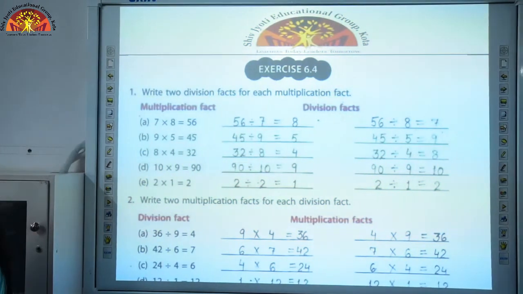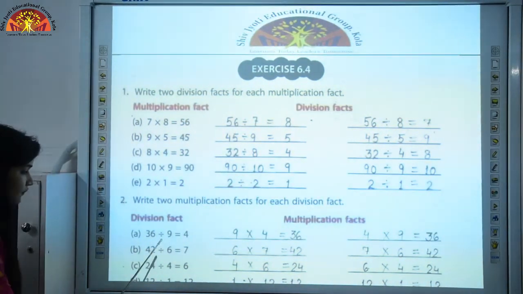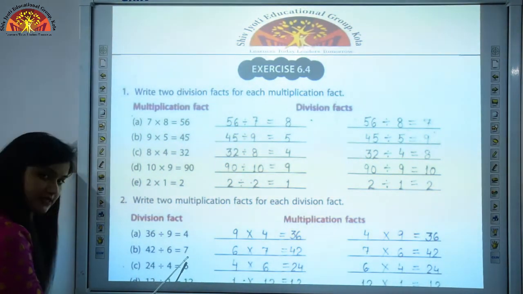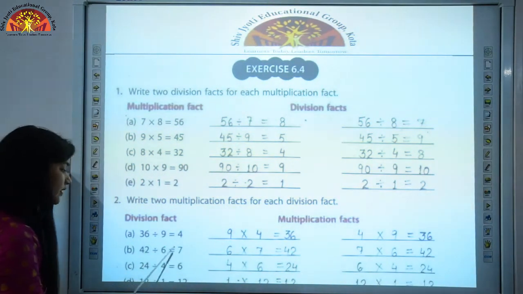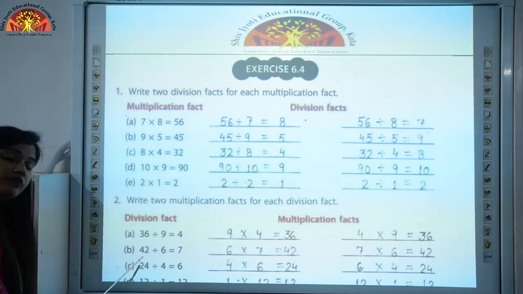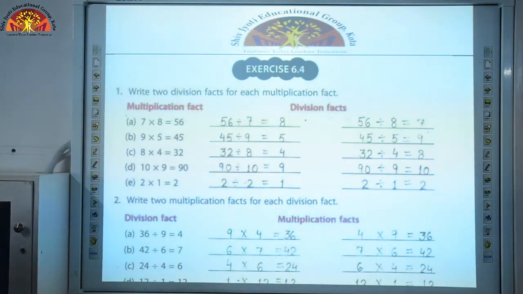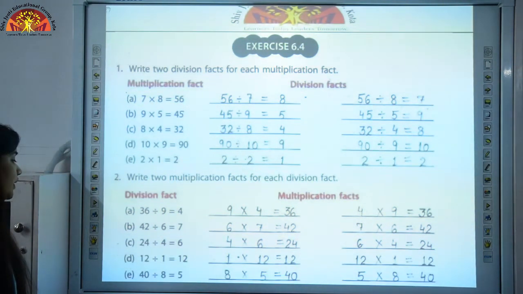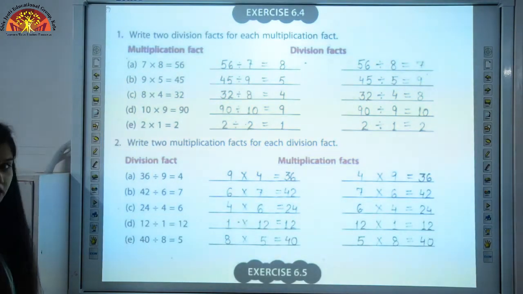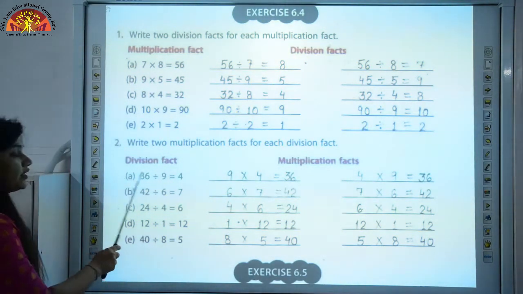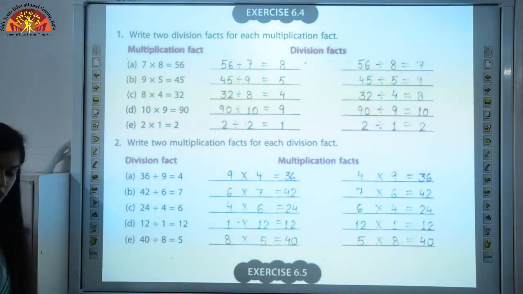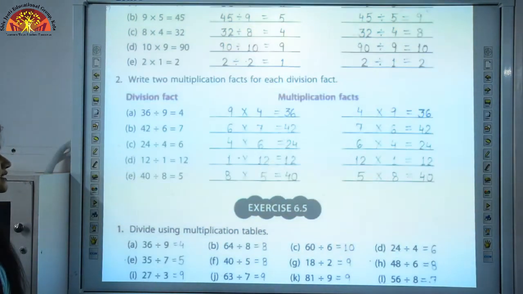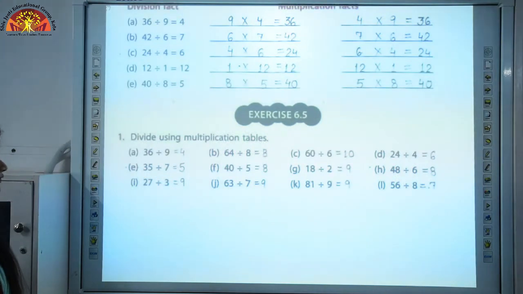So how can we find two multiplication facts? If we multiply 6 by 7 we will get 42, and if we multiply 7 by 6 again we will get 42. Is it clear students? So students, in this way you can do C, D and E parts also. For a division fact we can find some multiplication facts. Is it clear students? So now we will see exercise 6.5.